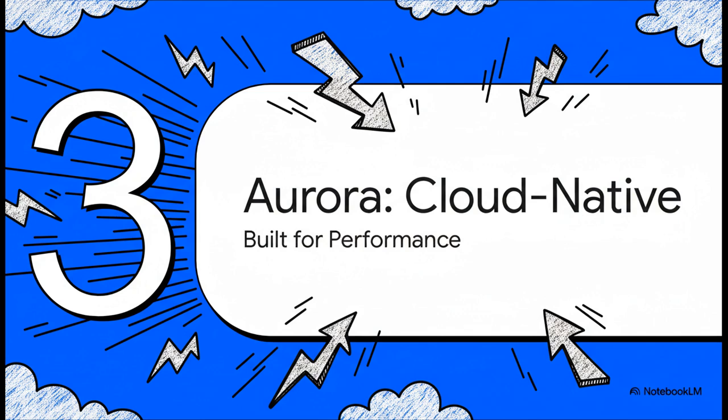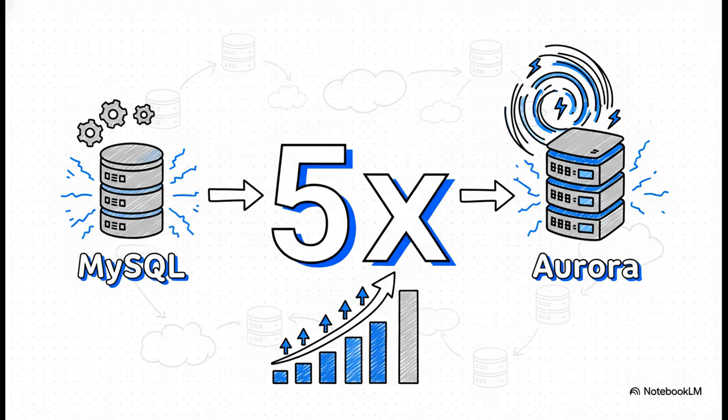This is the sleek, high-octane sprinter of the database world. See, Aurora isn't just a database that happens to run in the cloud. AWS re-engineered it from the ground up for the cloud. Its entire reason for existing is to deliver mind-blowing performance and scale that traditional databases can only dream of. So let's put some numbers on that. How fast are we talking?